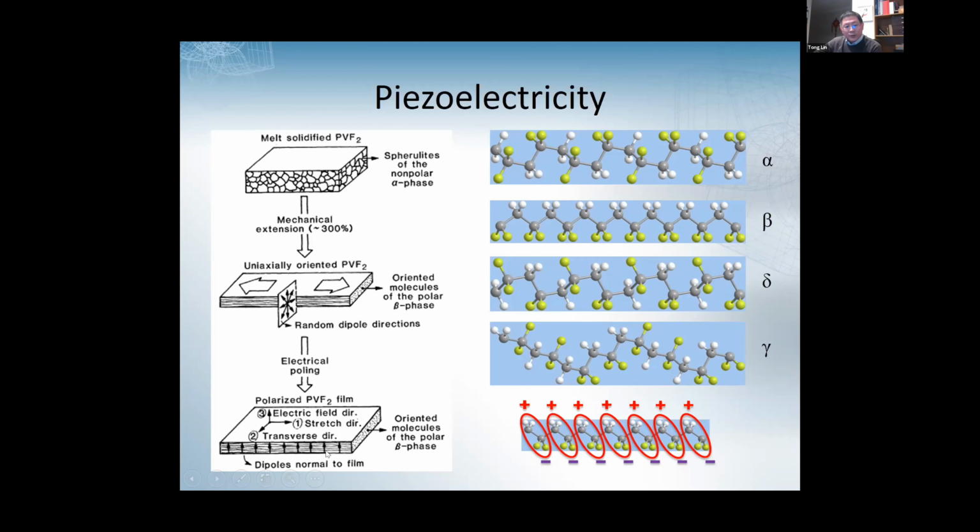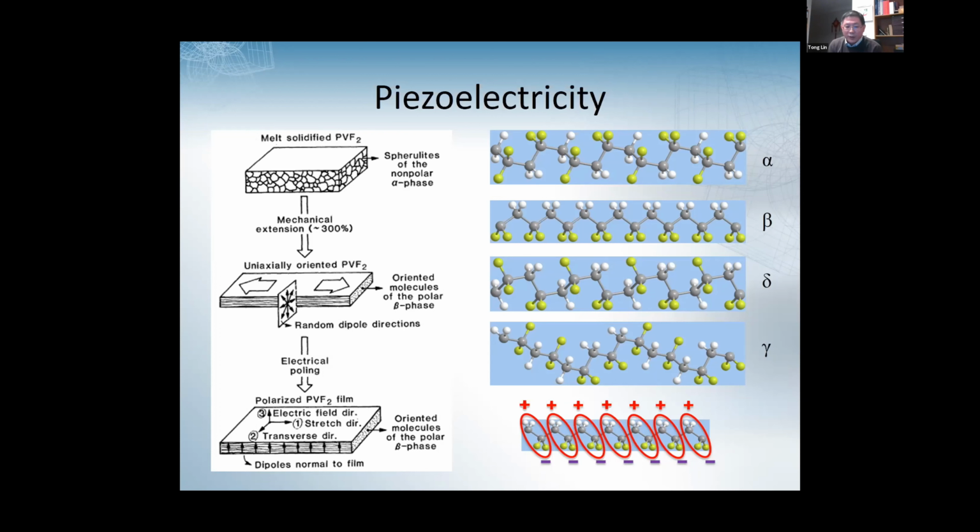So the reason for this sort of treatment is to convert the other conformation into beta phase and also make the dipole align in the same direction. However, for our technology, electrospinning, we don't need this sort of complicated multi-step treatment. Just one step includes a high ratio of stretching and also the high voltage poling.